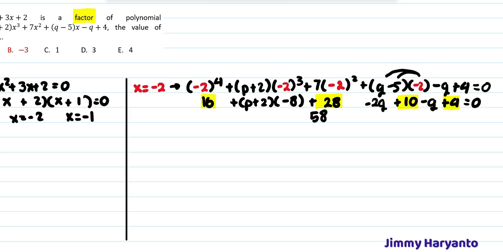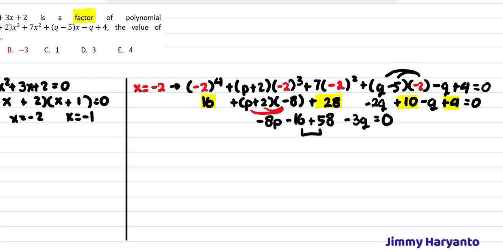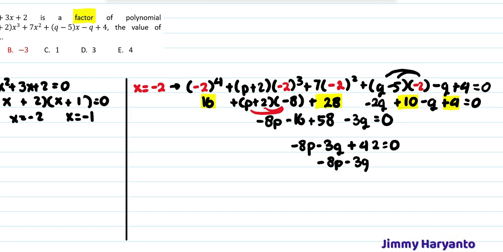And then I will multiply this. I will have negative 8p minus 16, and then plus 58, and also negative 3q equals 0. Then I will calculate this: negative 8p minus 3q plus 42 equals 0. So negative 8p minus 3q equals negative 42.